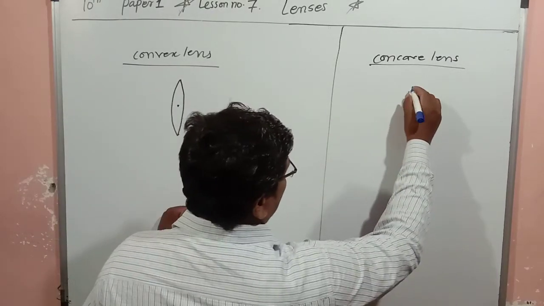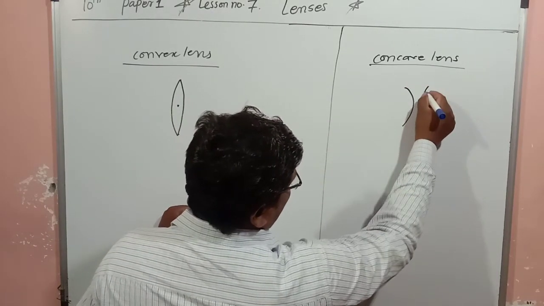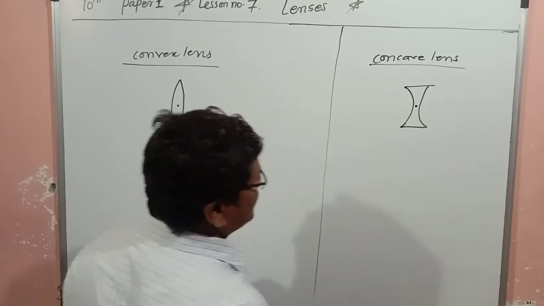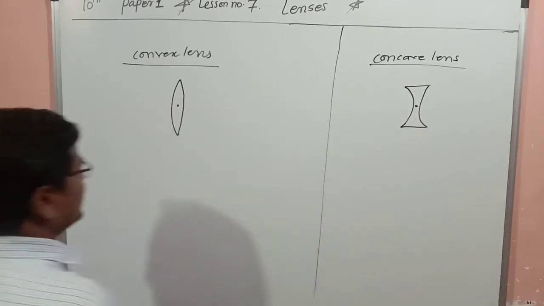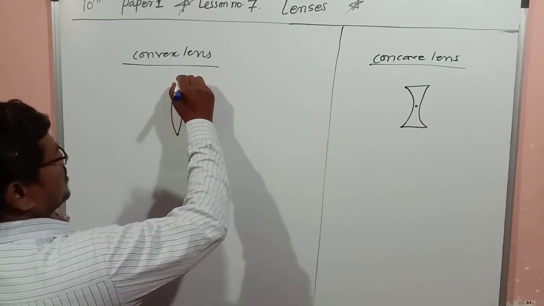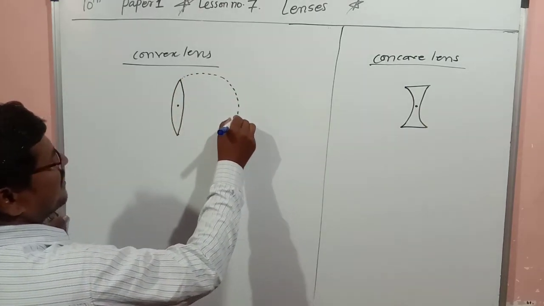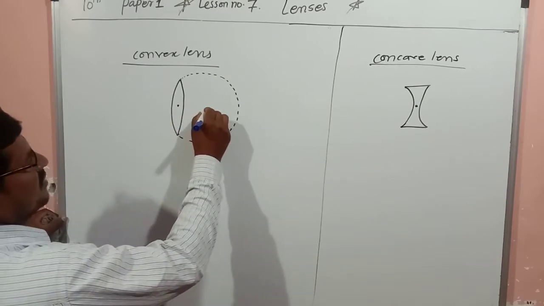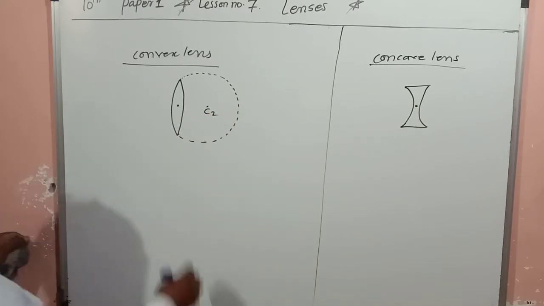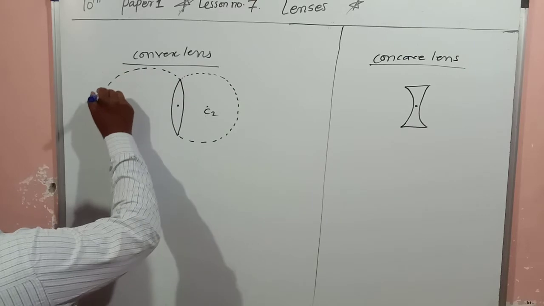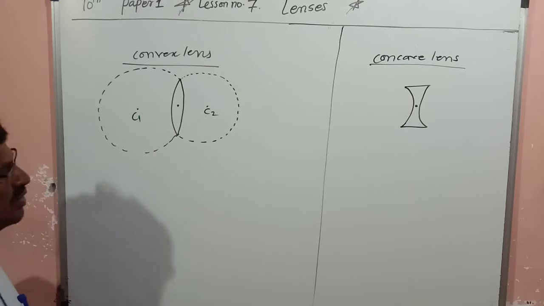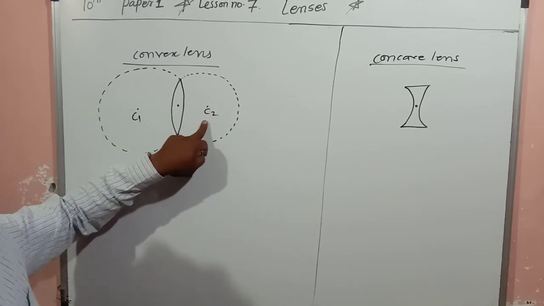In case of the concave lens, it is like this: at the center it is thin and at the edges it is thick. And some terms also we have studied. Suppose you draw one imaginary circle here. That circle will have its center, suppose C2. Again if you draw another imaginary circle, its center will be C1. So these C1 and C2 are the centers of curvature.